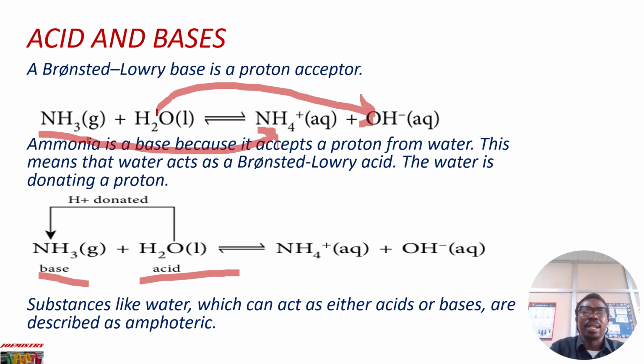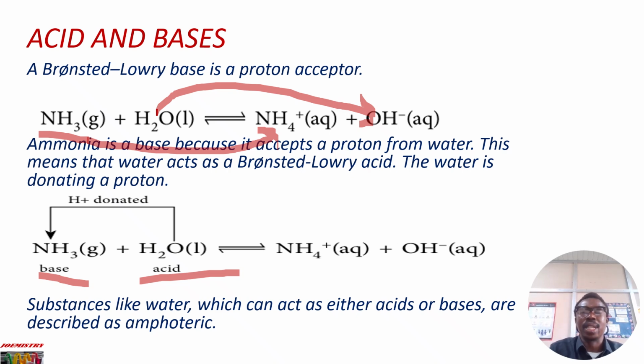Now there are certain substances that can act as either acids or bases. We call those substances amphoteric substances. Water is an example of an amphoteric substance. It's capable of acting as an acid and also capable of acting as a base. It can accept a proton and it can also donate a proton.